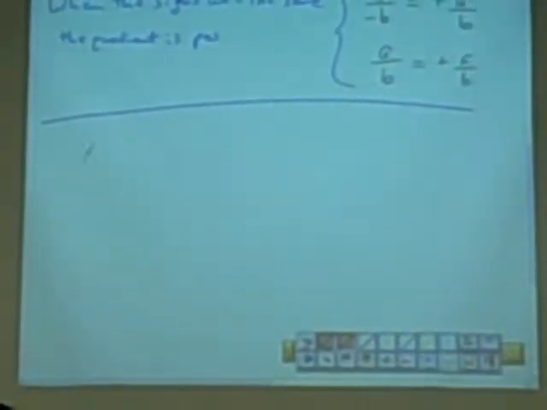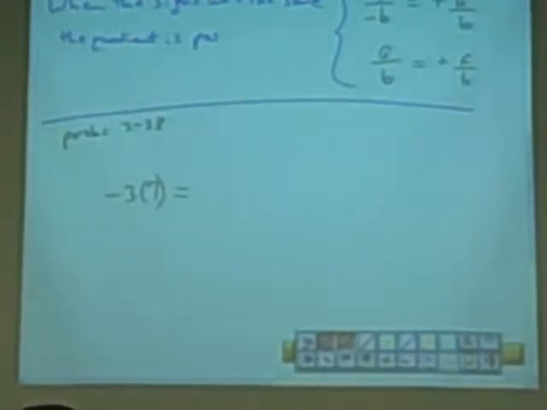Let's take a look at some problems. Let's say on page 209, problems 3 through 38. We have a negative 3 times a positive 7.